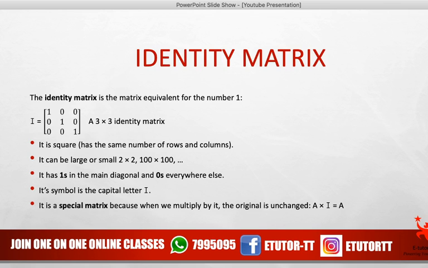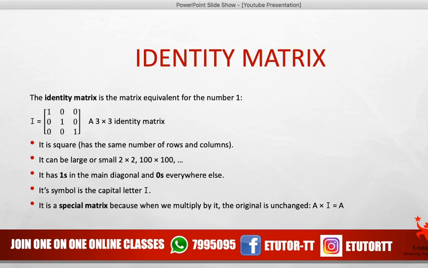It has 1s in the main diagonal and 0s everywhere else. Its symbol is the capital letter I. It is a special matrix because when we multiply by it, the original is unchanged. So A times I equals A.